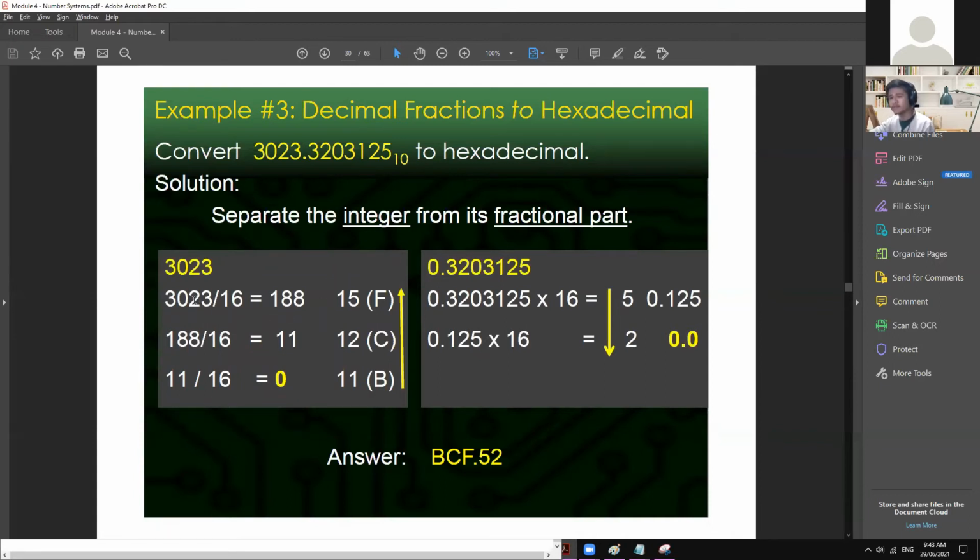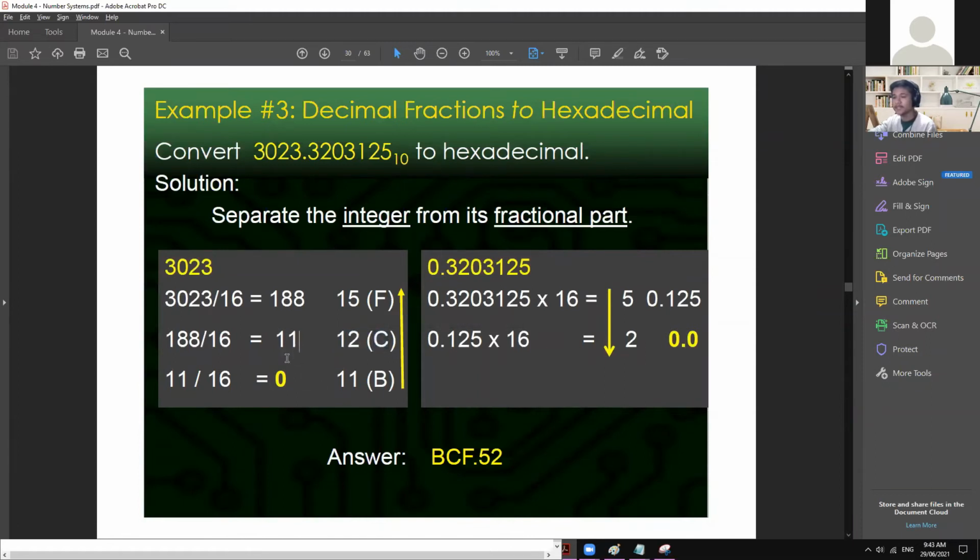In here, 3023 divided by 16 will give us 188 point something. That point something must be multiplied with 16, and then you will get 15. Just convert it to F right away. Then 188 divided by 16 will give you 11 point something. That something must be multiplied by 16, and then you will get 12. You can convert this one right away into C.